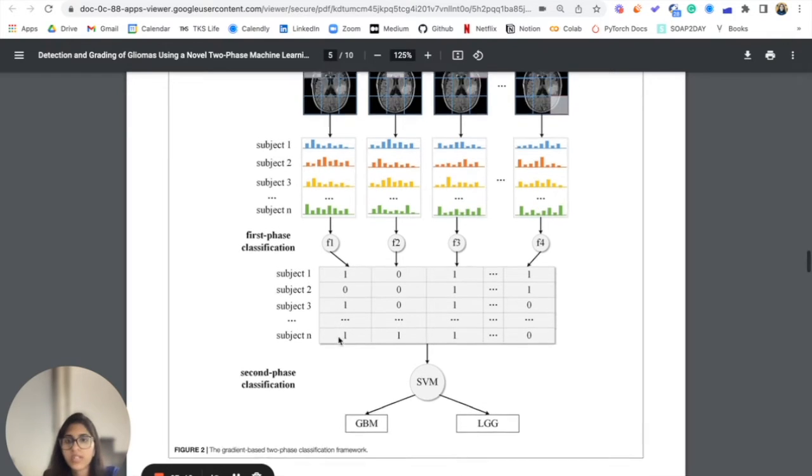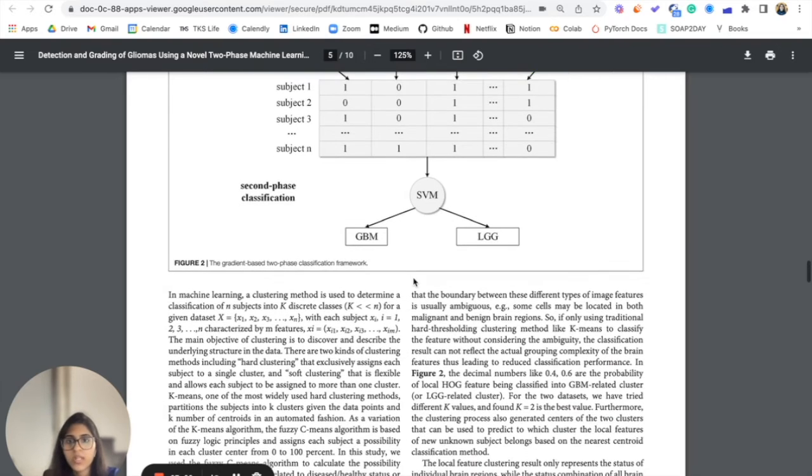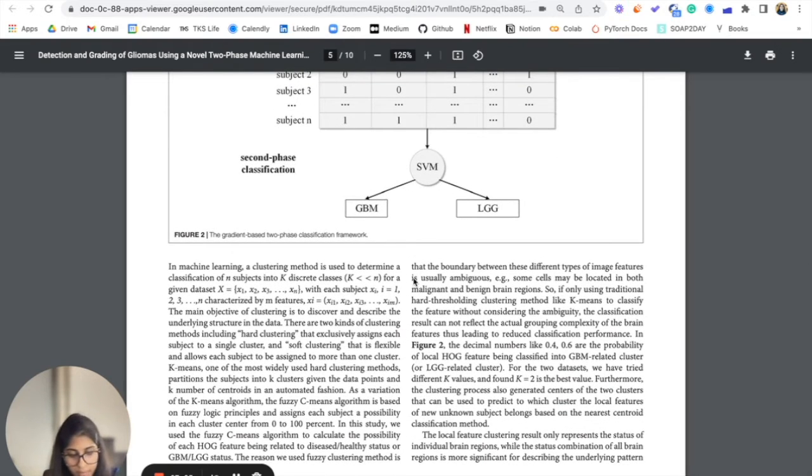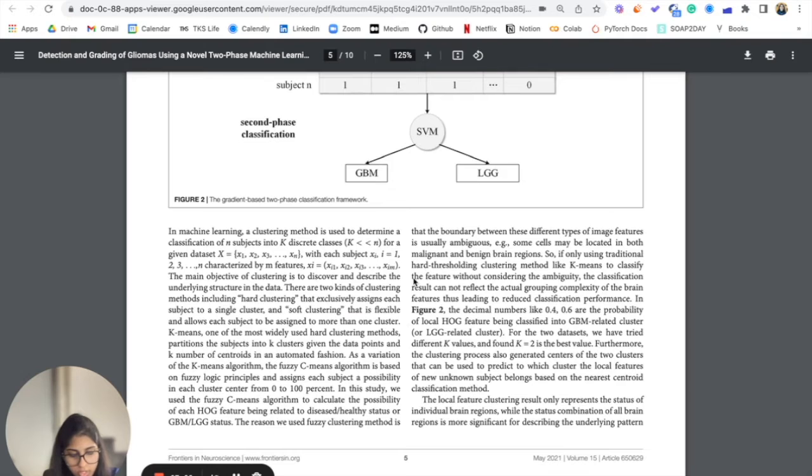This is basically the model, and then obviously we're going to talk about the second phase classification as well. They're also talking about the clustering method that's used to determine the classification of n subjects into k discrete classes. So they're looking at two things. First of all, there are two types of clustering in k-means clustering. There's hard clustering, which basically means you have one single cluster, or one fixed point at the cluster, so you can't have one point that's in between both the clusters. It's with that one specific point.